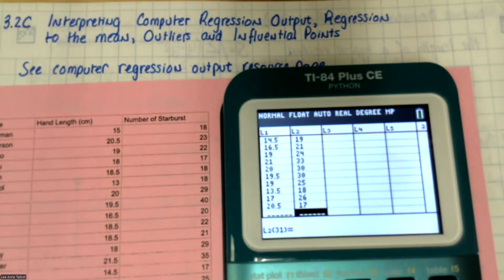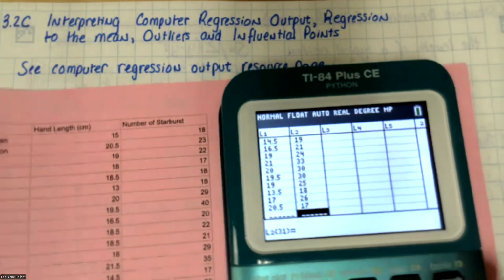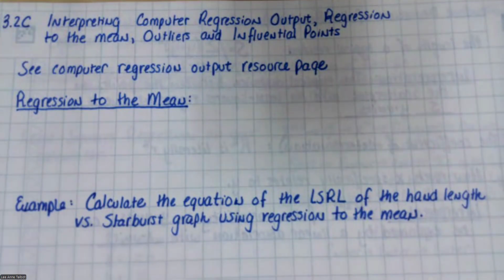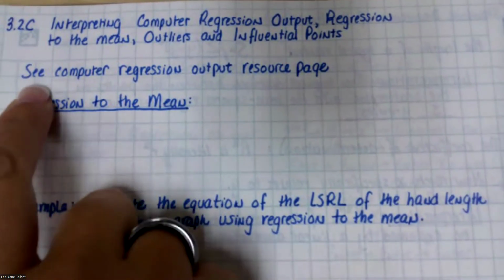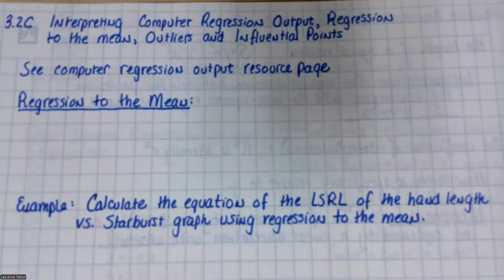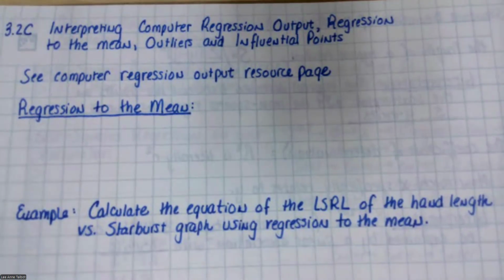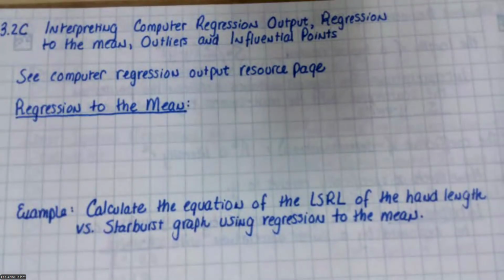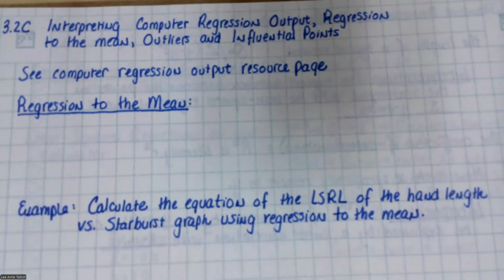Okay, guys, thank you so much for giving me that time. Okay, so the first thing we're going to do, although it isn't on there. Once you have this situated, just scooch this to the side and notice this entry that you wrote: see computer regression output resource page. So that's in your packet. And it says regression output notes at the top.